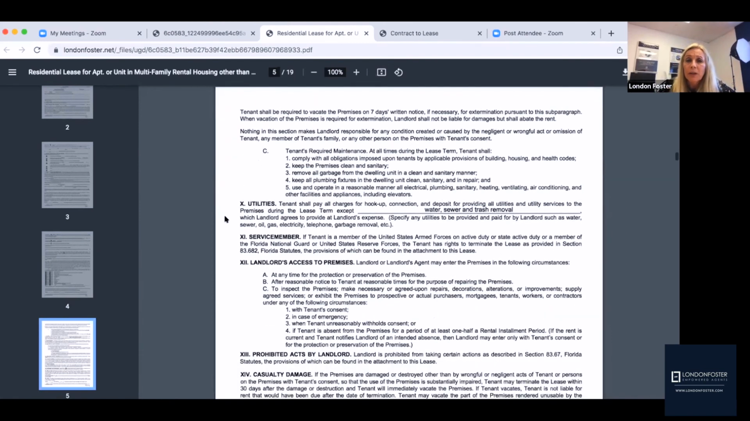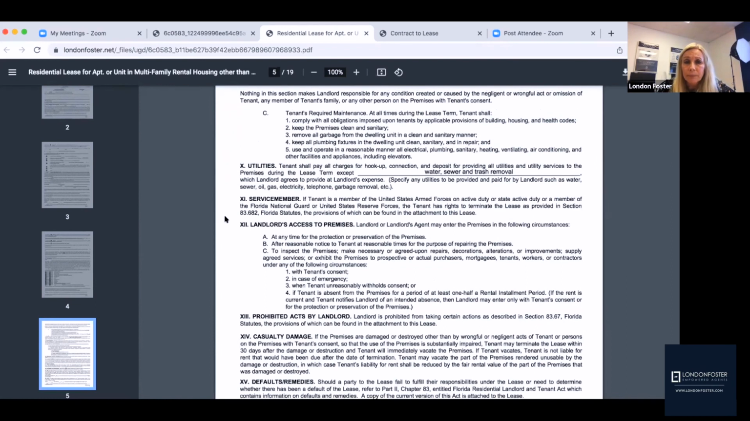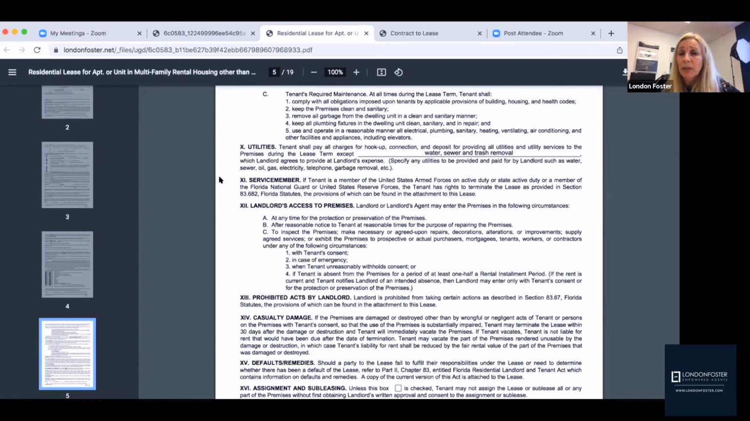Okay, moving on, going down to utilities. Please take the time sometime. If you haven't read this whole lease, please take the time to read it, because I'm skipping over some areas and I'm going to the areas where we have to actually write stuff in. Tenants shall pay all charges for hookup and connection and deposit for providing utilities. And again, here's the key word. Everybody always misses this. It says except.